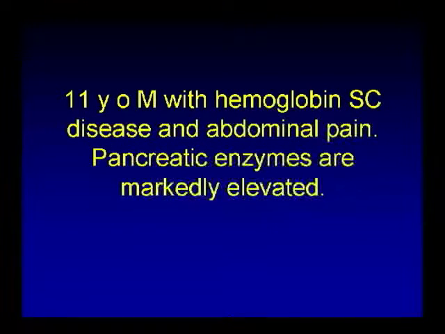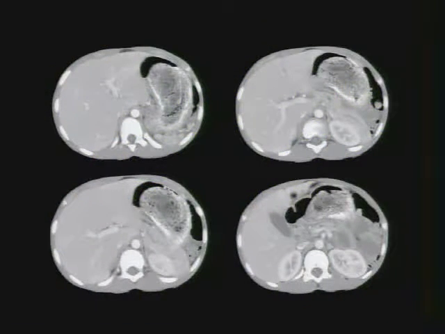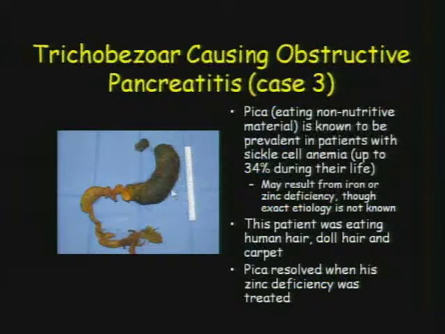The next case is an 11-year-old with hemoglobin SC disease and abdominal pain. He has markedly elevated pancreatic enzymes. Here's his CT, and you can see that he has dilatation of the pancreatic duct, but he also has all this filling stuff in his stomach. Here is his post-surgical specimen, and you could see that this trichobezoar went all the way around into the duodenal sweep, and so it was obstructing his ampulla of Vater, which is why he got pancreatitis. And this was due to pica.